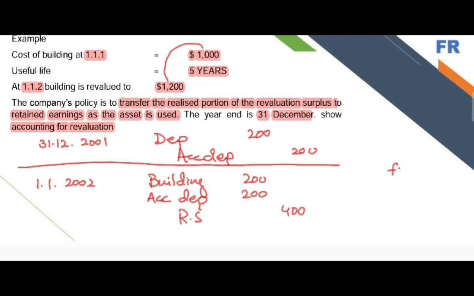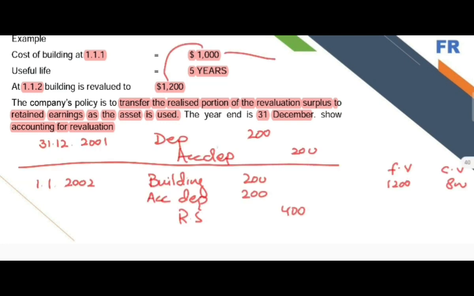Fair value is 1200 while the carrying value of the asset is 800. How is this ascertained? As the cost of the asset is 1000 and in the previous year the depreciation charge is 200, so 1000 minus 200, the carrying value of the asset at the date of revaluation is 800, and the fair value is 1200. As the fair value is greater than the carrying value, the difference would be transferred to revaluation surplus.